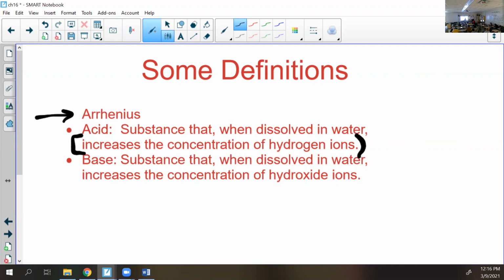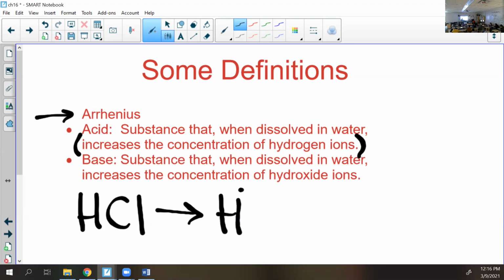I should bracket, or you'll think it's concentration in parentheses. It increases the concentration of hydrogen ions. That's all an acid is. So we've been using HCl all trimester, all year, as an acid, hydrochloric acid. And that's because when you put it in water, it dissociates to H+ and Cl-.